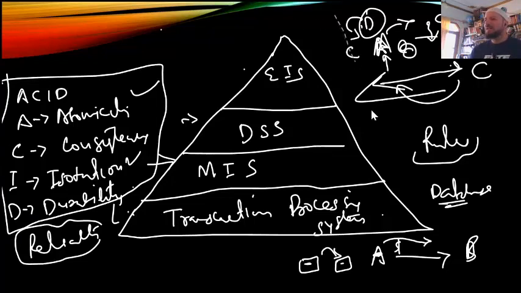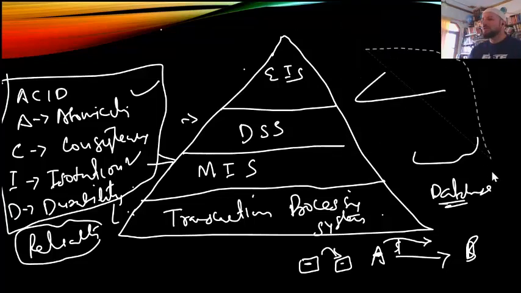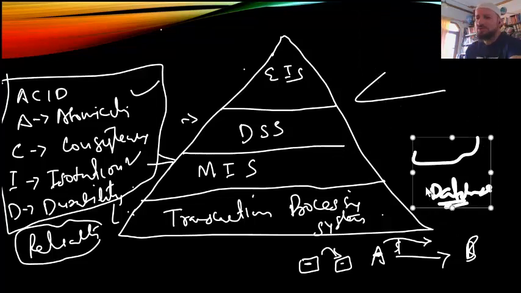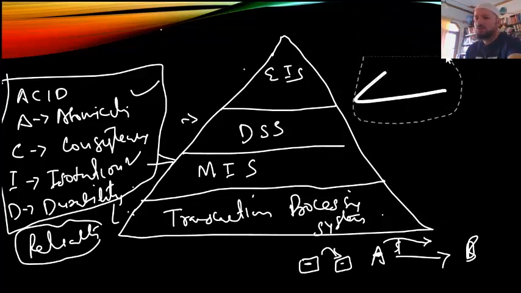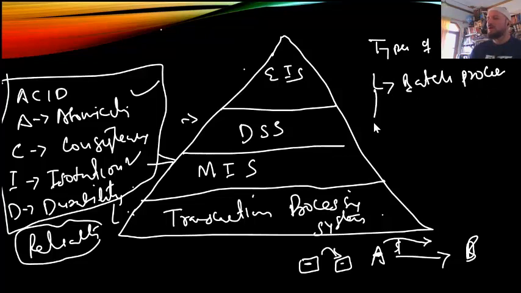Now TPS is basically of two types. Either it is batch processing, or it is real-time processing. So what is the difference between batch processing and real-time processing? We have to do transactions, a lot of transactions. For example, there is an enterprise company which has a huge number of types of transactions. So either it is batch processing or it is real-time processing.